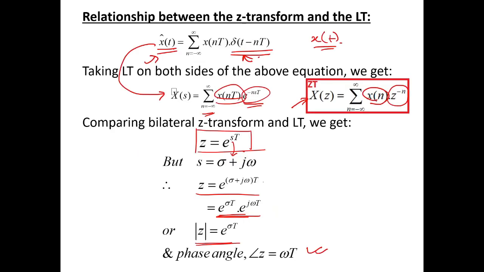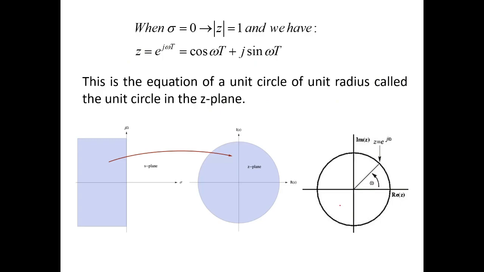So what happens over here is that if you look, when sigma is equal to 0, the modulus of z becomes 1. It is an equation of a circle. If z equals e to the power j omega t, it is cos omega t plus j sin omega t. What is it? Nothing but the equation of a circle.